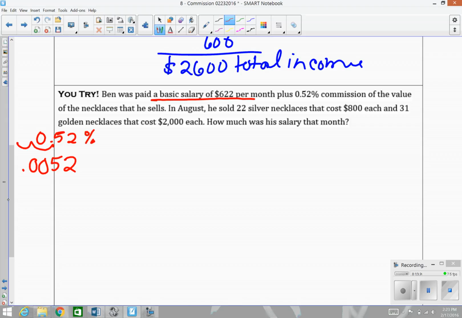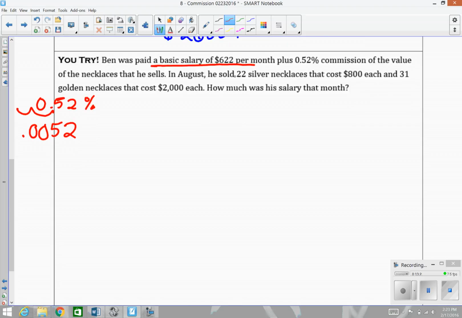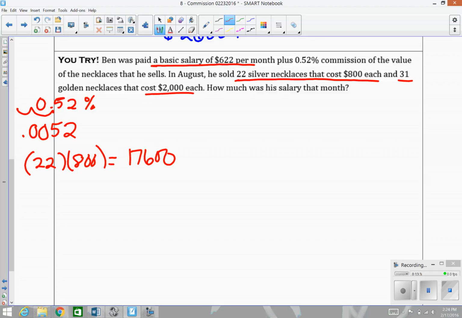Next, we need to figure out how much was sold. So we have 22 silver necklaces at $800 each. Okay, so 22 times 800 is 17,600. And then we also have 31 gold necklaces at $2,000 each. So I have 31 times 2,000 equals 62,000.